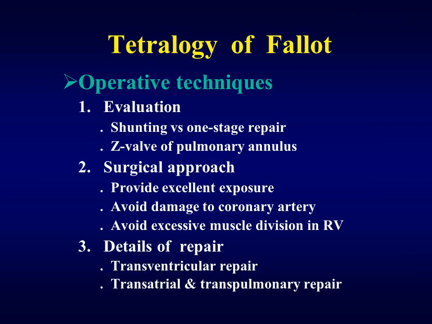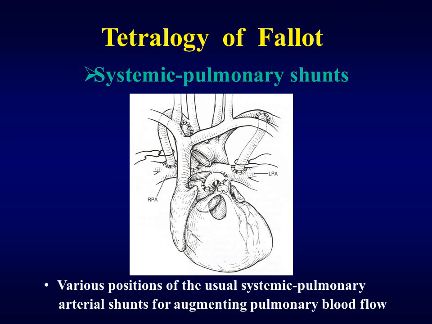Tetralogy of Fallot, operative techniques. 1. Evaluation: shunting versus one-stage repair, Z-value of pulmonary annulus. 2. Surgical approach: provide excellent exposure, avoid damage to coronary artery, avoid excessive muscle division in RV. 3. Details of repair: transventricular repair, transatrial and transpulmonary repair. Systemic pulmonary shunts.